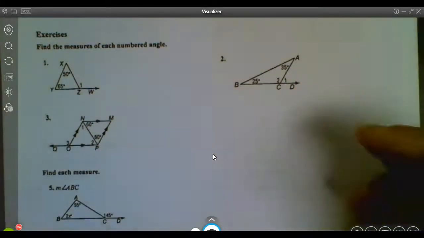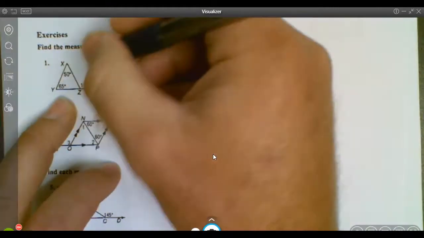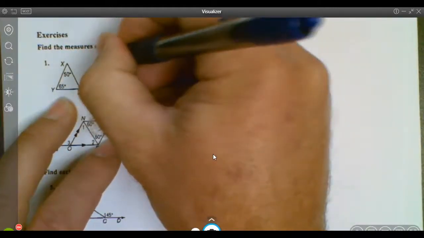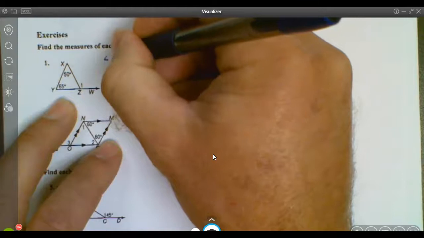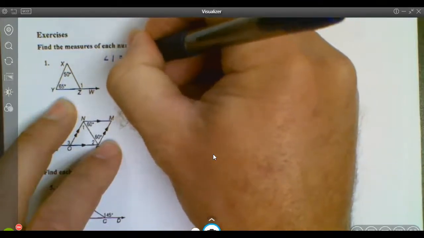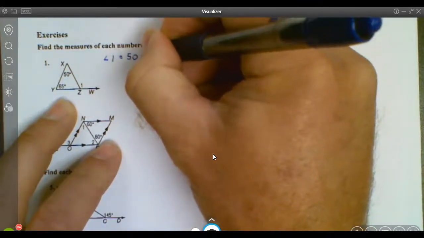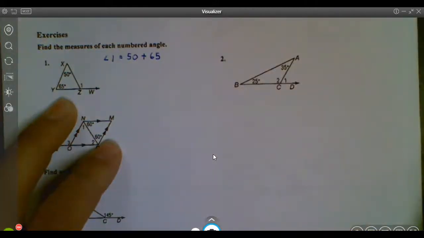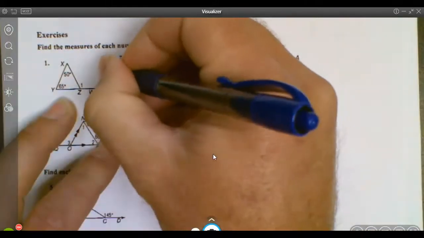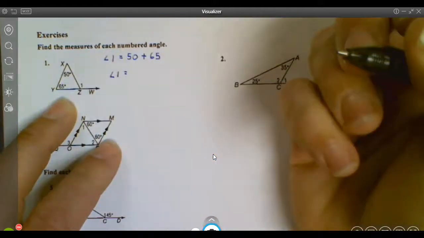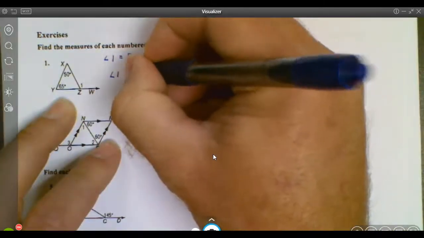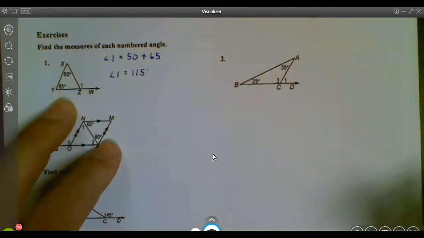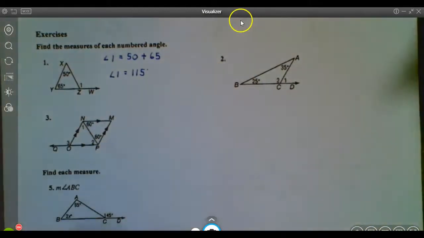But we always want to set up an equation for these. So we now know that the exterior angle, angle 1, is equal to the sum of the two remote interior angles. So that would be our setup. All we got to do is add those together, and we get 115 for angle 1. Jump over to number 2.